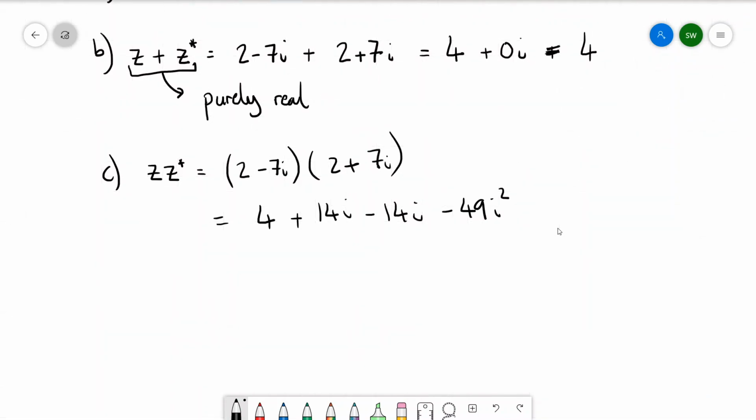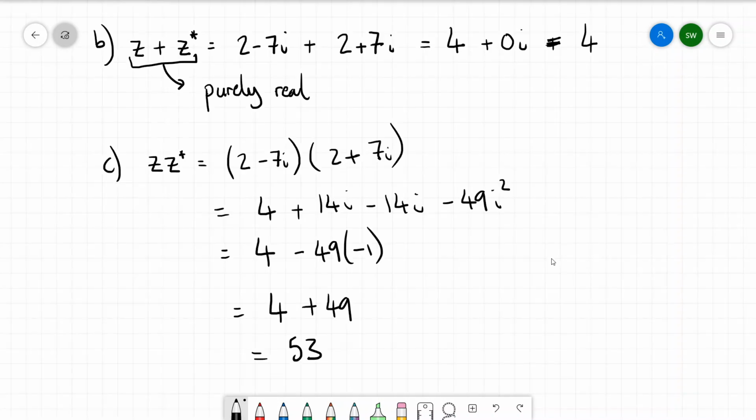So let's try and simplify that. We've got 4 minus 14i plus 14i, cancel each other out to get 0i, but I'm not going to write that. And we've got i squared here, which is minus 1. So we've got minus 49 times by -1. So we're going to have 4 minus 49 times -1 is plus 49. So we're going to have 53.